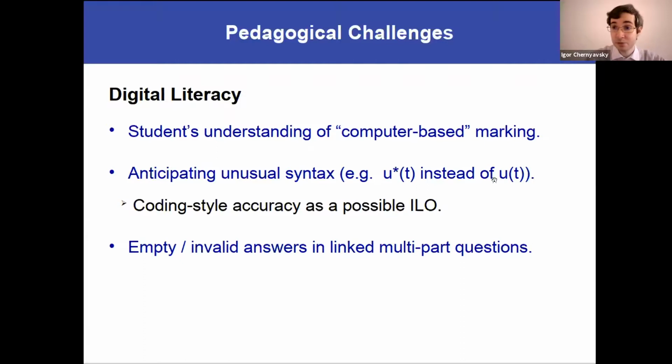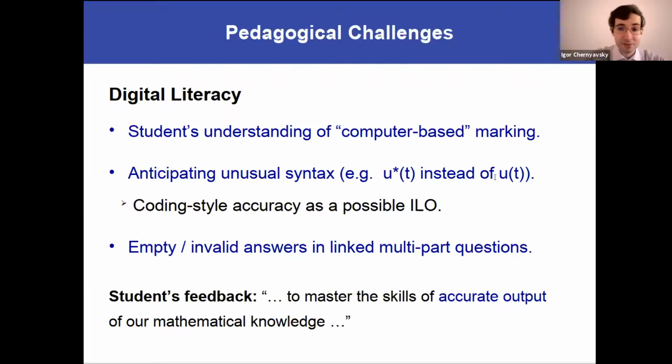And actually some students do appreciate that, and feedback I received from one student, for example, said that they actually like the idea that they can train themselves in getting an accurate, well, they called it output, but it actually is input of the notation. And that's certainly something which a system like Stack helps students to appreciate and develop the skill in.